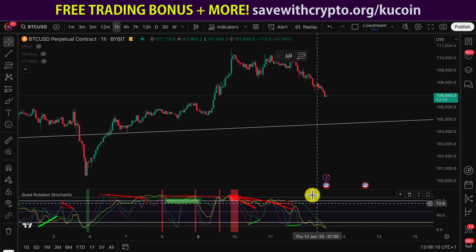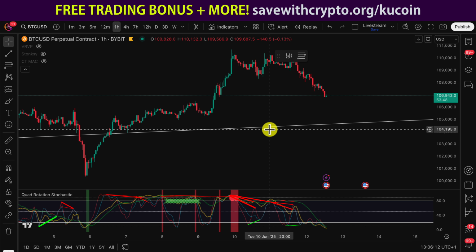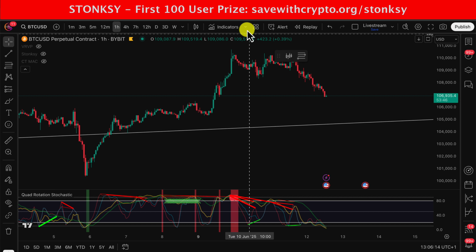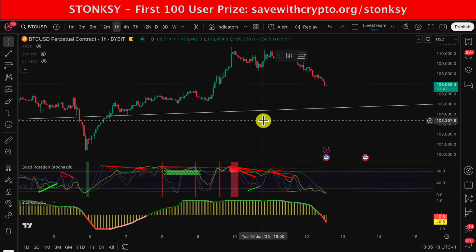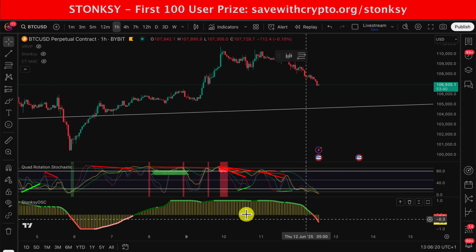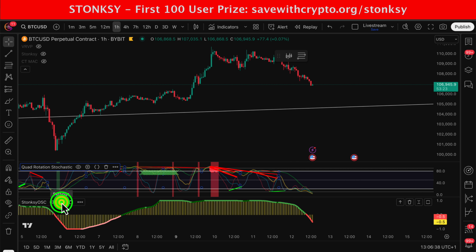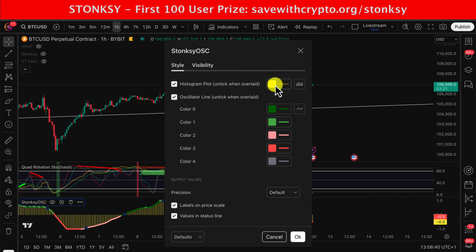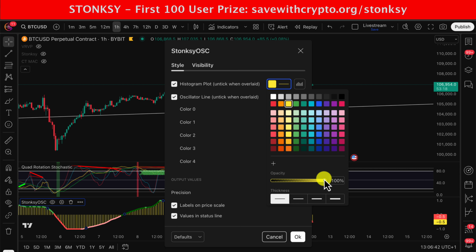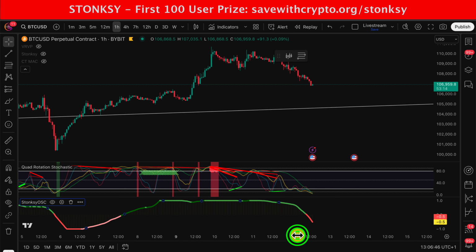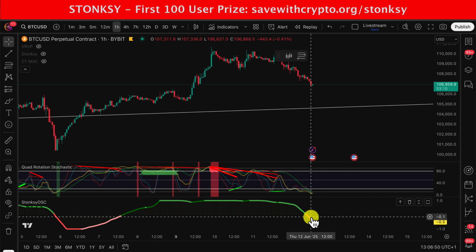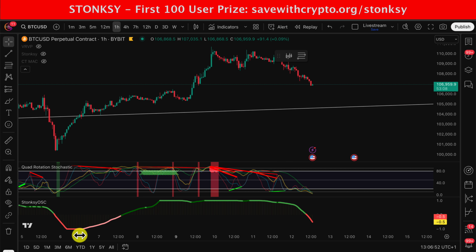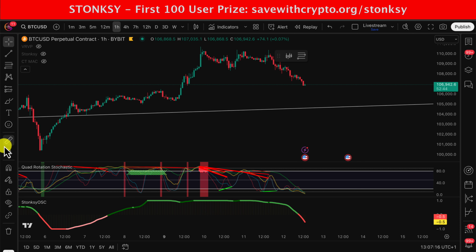Now also, if you've got Stonksy, which is a paid indicator, the Stonksy oscillator, I find that quite useful on the 1 hour time frame, because it does this kind of thing here. I must admit, I'm not a fan of these histogram lines, so I tend to make them almost non-existent. But what we're looking for here is this red line to come down here and then turn pink.